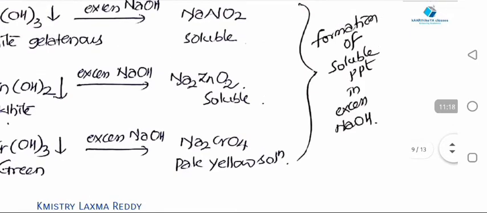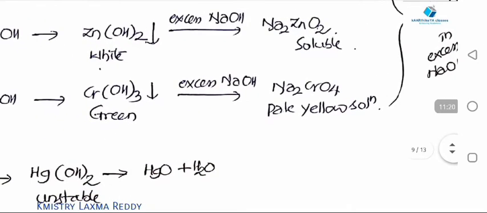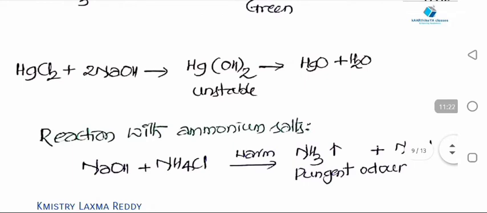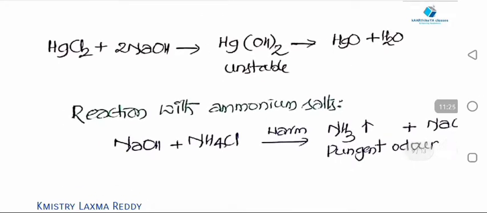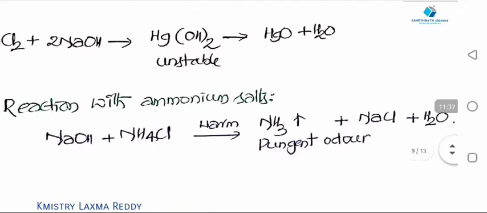Okay, first a precipitate is formed, then it is soluble in excess of NaOH. You will get these in qualitative analysis also. Then some unstable hydroxides: mercury chloride gives mercury hydroxide, which is unstable and gives mercury oxide, HgO.